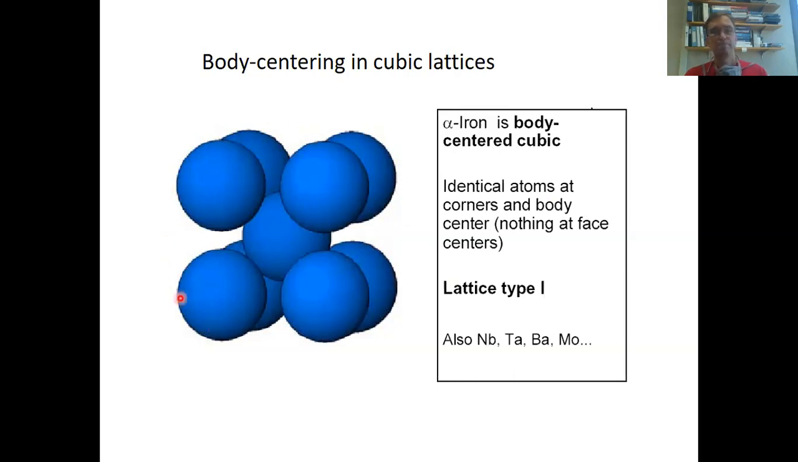So again, a number of metals crystallize in that lattice type. For instance, alpha iron makes a body-centered cubic structure. We have iron atoms on the corners of that cubic unit cell, and then we have an additional iron atom in the center of that unit cell. This is just one example. There are many others like niobium, tantalum, barium, molybdenum, and so forth.